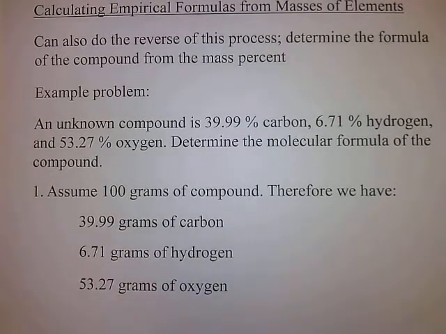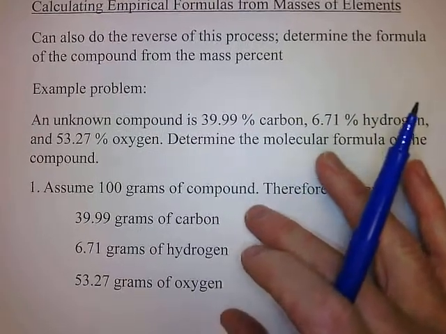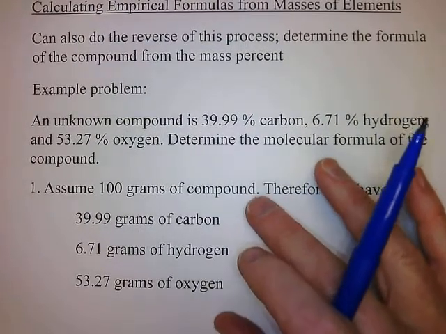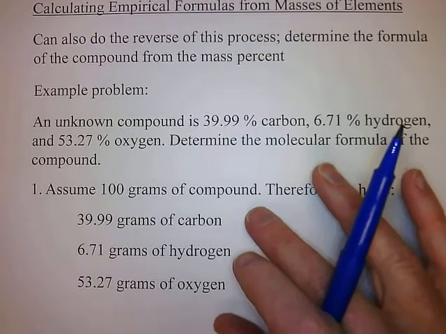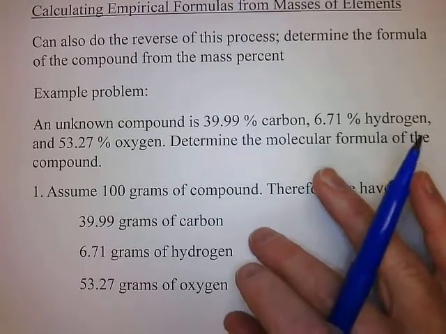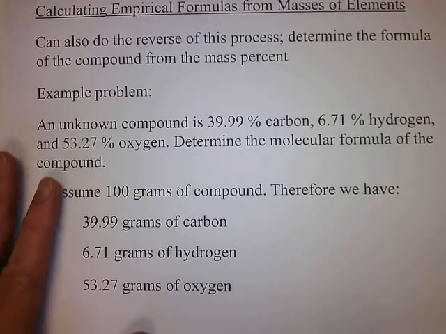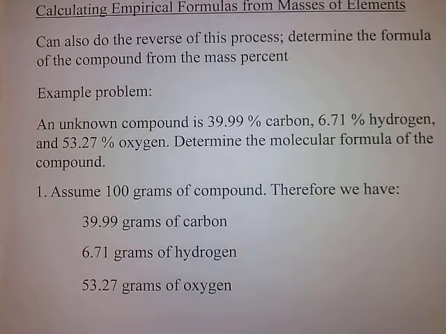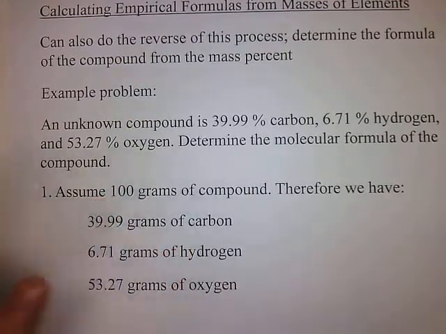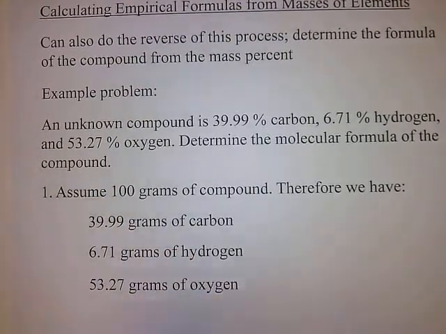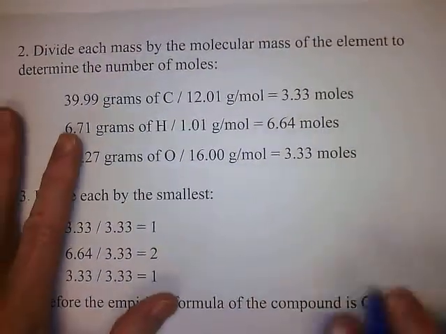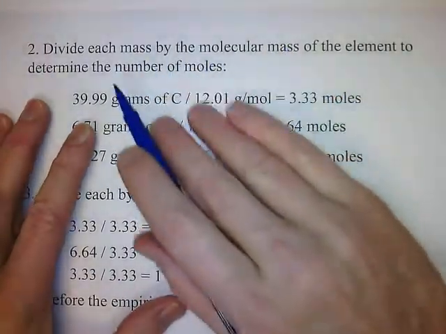So what we have to do is now convert each of these into number of moles, right? And we just covered how to do this at the start of the video. How do you go from grams into moles? You divide by the molar mass. So 39.99 grams carbon, how many moles is that? 6.71 grams of hydrogen, how many moles is that? 53.27 grams of oxygen, how many moles of that? We have to divide each by the respective molar mass.